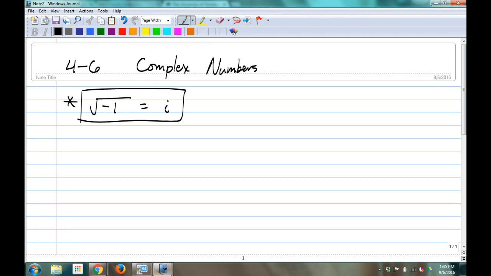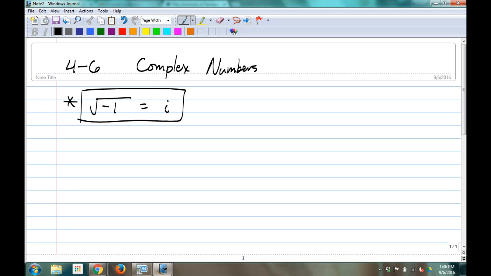It came from taking the square root of a negative number, which is what they were discovering as they were going through this. So i is the right answer. i is what you're going to pull out when you simplify the square root of a negative number. That's what you're going to need to know.